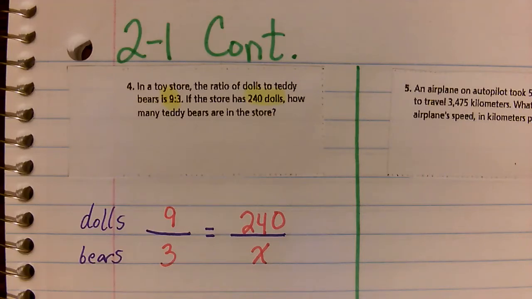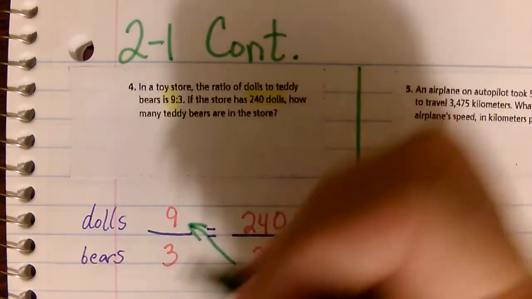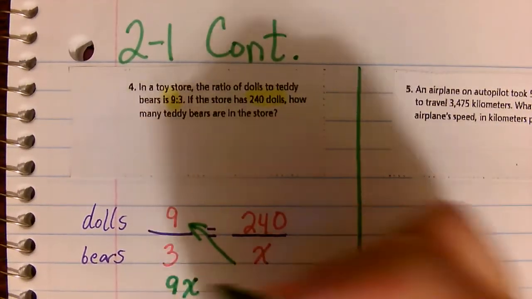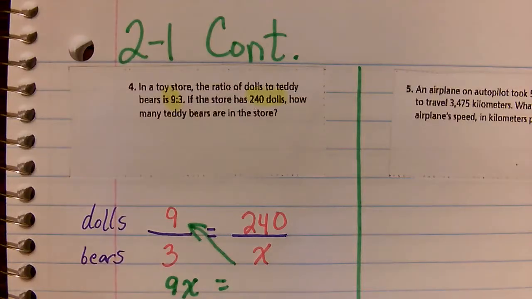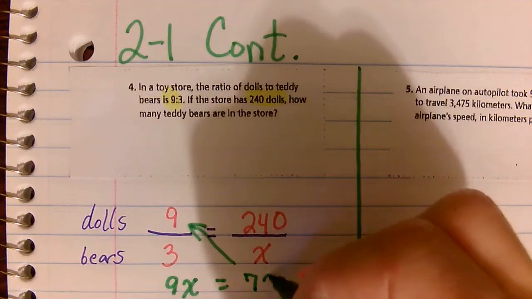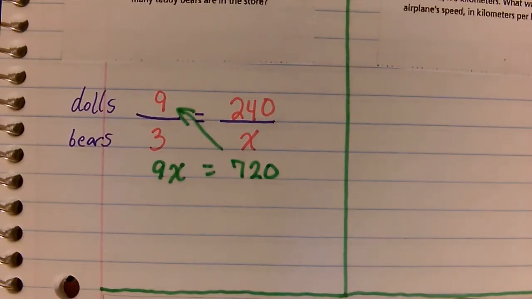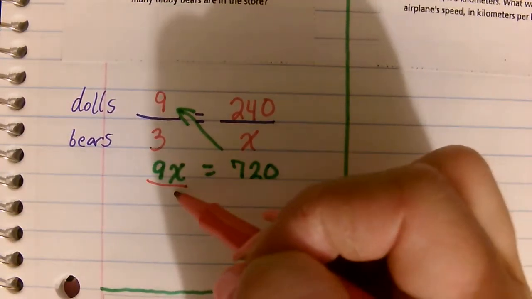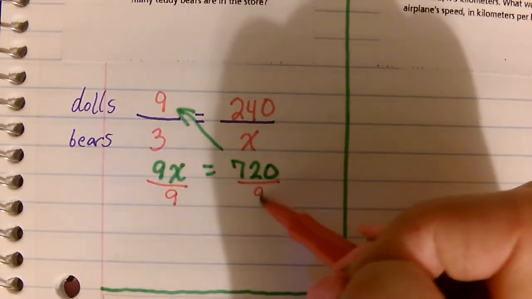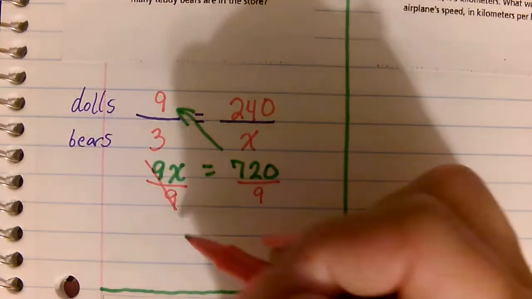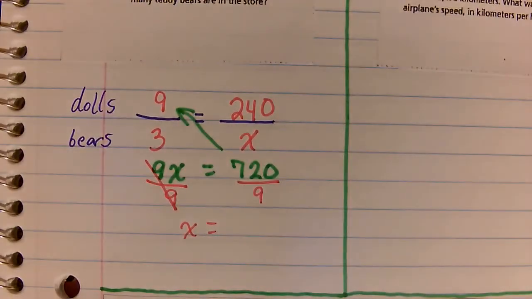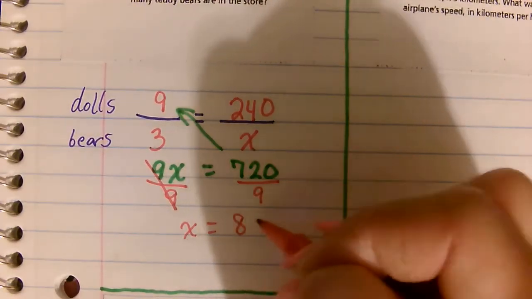Okay? Multiply your diagonals and divide your other side. So 9 times x, that's 9x, equals 3 times 240, that is 720. So we did the multiplying diagonals, now we divide the sides by what's next to x? 9. Cancels out. Bring down x equals 720 divided by 9 is 80.